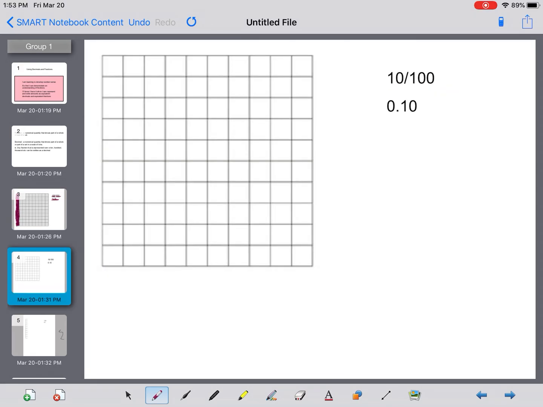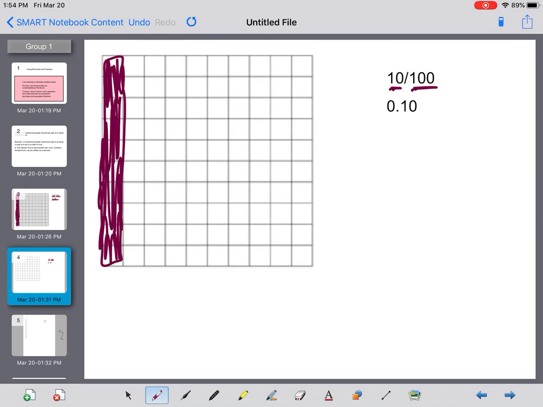Okay, we can also do it over hundredths, so same idea. This square has 100 little squares in it. We're going to color in 10 out of the 100 of them. So I'm going to color in this whole little block here with my scribble again, just like that. I've colored in 10 out of 100, so it's 10 hundredths, and my fraction also looks like 10 hundredths.